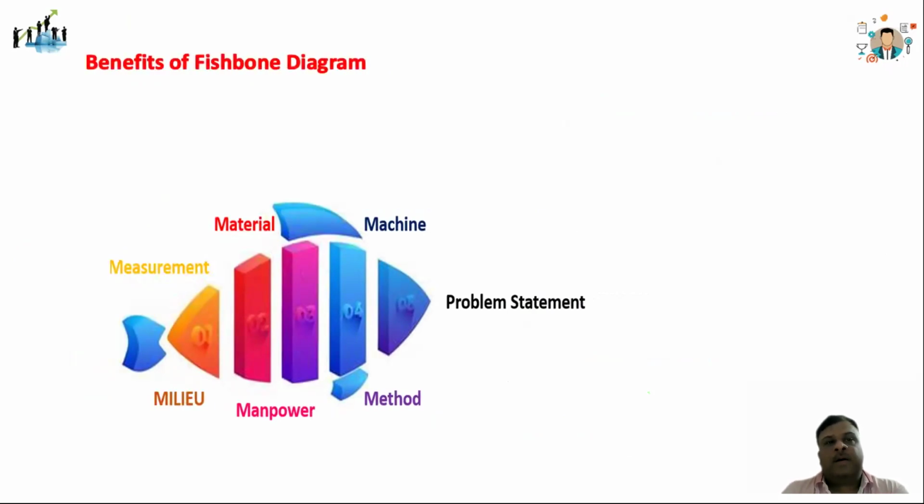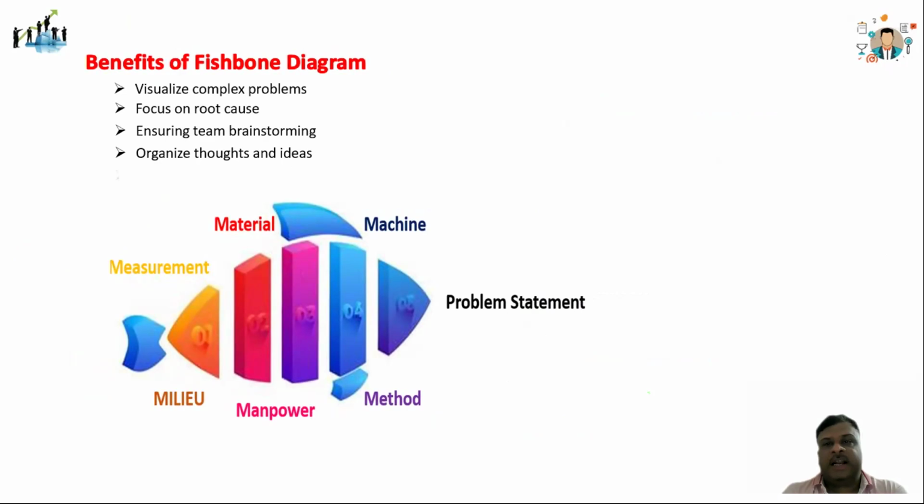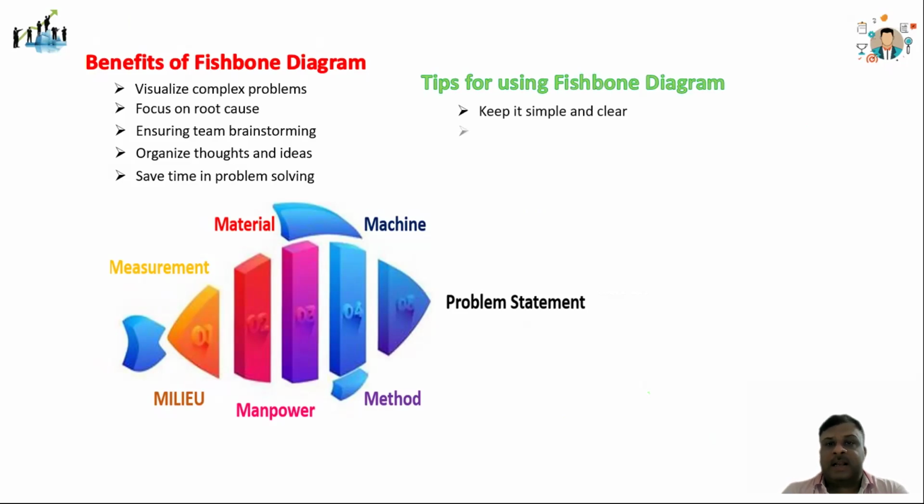Now let's talk about the benefits of the fishbone diagram. It helps in visualizing complex problems, focusing on root causes, ensuring team brainstorming, organizing thoughts and ideas, and saving time in problem solving. Let's understand some tips for using the fishbone diagram. We need to keep it simple and clear, involve the whole team, start with the big causes first, and revisit and refine the diagram when required.